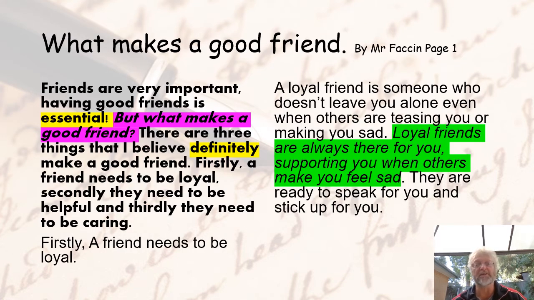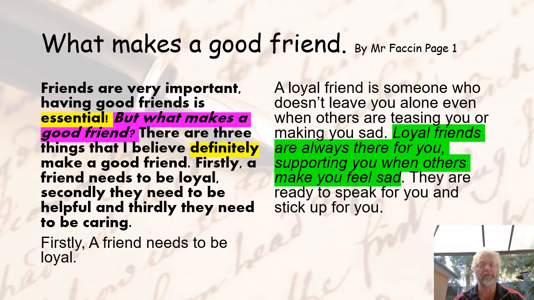Here's my writing. This is my first page. Friends, and you can see that I have written in different fonts so that you can understand what I'm doing. What makes a good friend? Friends are very important. Having good friends is essential. But what makes a good friend? There are 3 things that I believe definitely make a good friend.